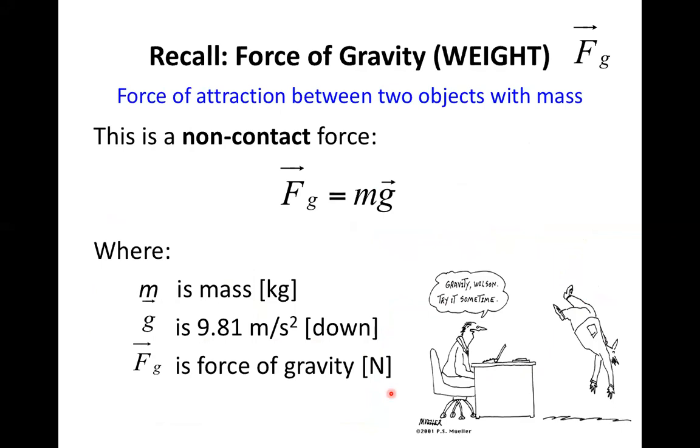So the force of gravity is an attractive force between any two objects with mass, and another name for Fg is weight. When we are close to Earth's surface, we can calculate this force using the equation Fg equals mg. So force of gravity equals mass times acceleration due to gravity. And recall in previous parts of this course that g is a constant of 9.81 meters per second squared down.